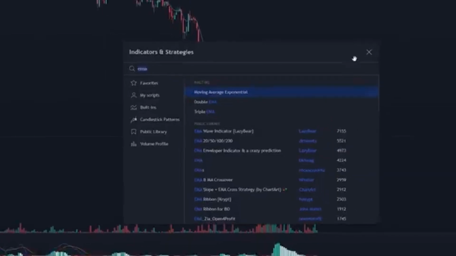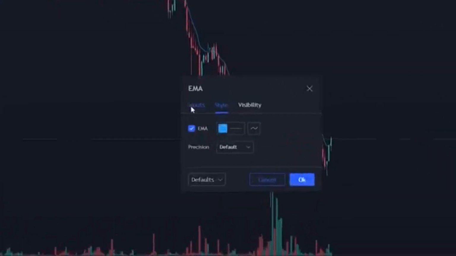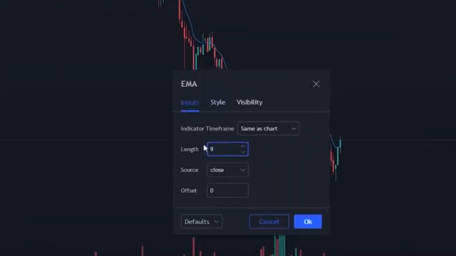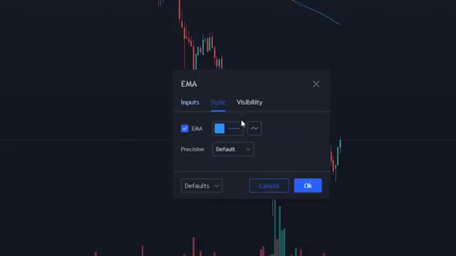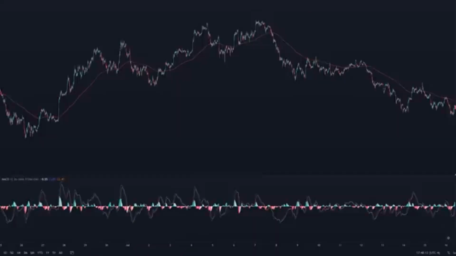Click the top one. Then you're going to go here, click the settings of the EMA, and go to inputs and change the length to 200, which is going to make it a 200 exponential moving average. Then go to style, and I like to make mine red, but you can make it whatever color you want. Once we have the EMA indicator added, you'll see just a single line.